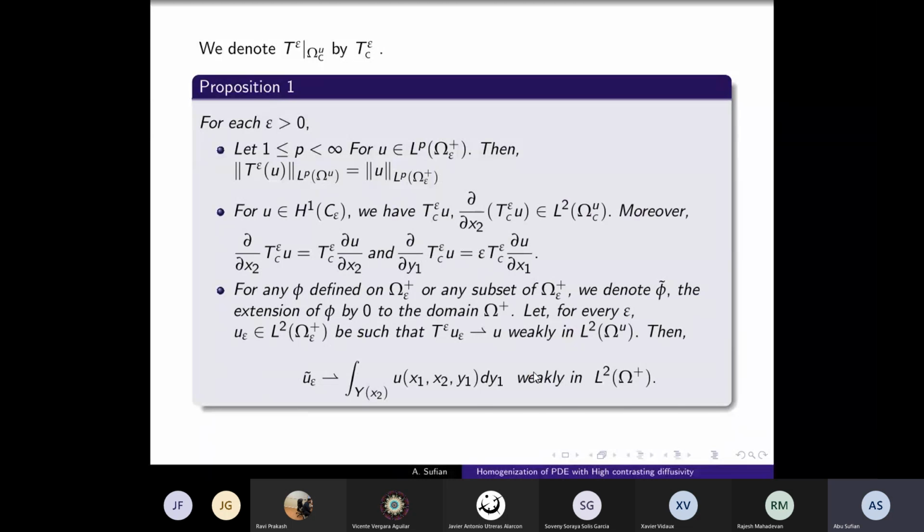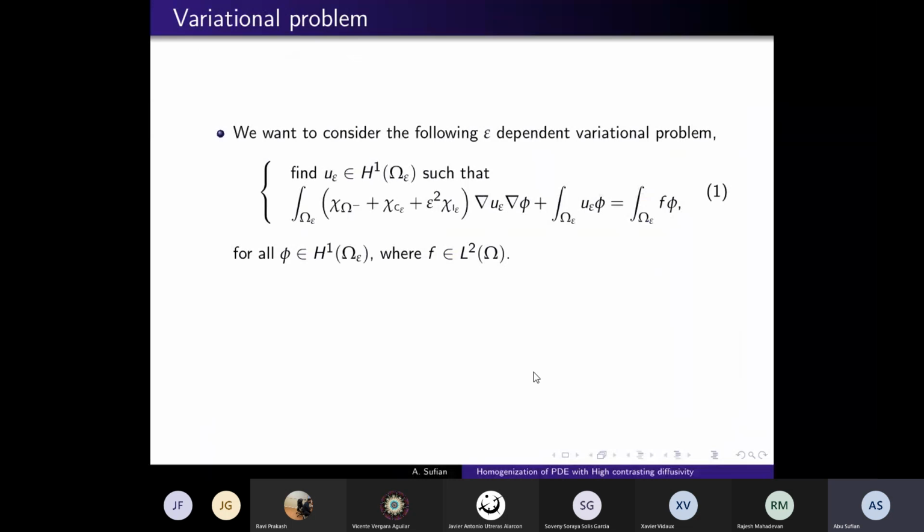Now let's take the first case: we'll see the homogenization of the following variational problem. First of all, why do we call this a high contrasting diffusivity problem? In our omega epsilon domain, we have chi omega minus, that is the fixed part, chi c epsilon, that is the conductive part, and chi I epsilon, where I epsilon denotes the insulating part. This chi c epsilon has coefficient 1, so the conductivity is of order 1, but chi I epsilon, the insulating part, has coefficient epsilon square.